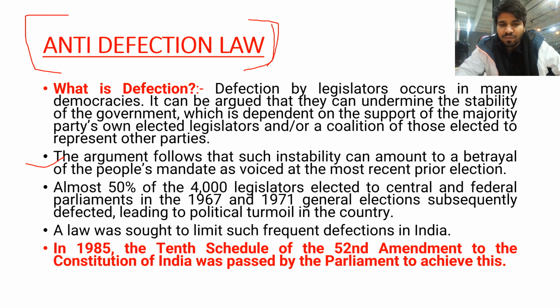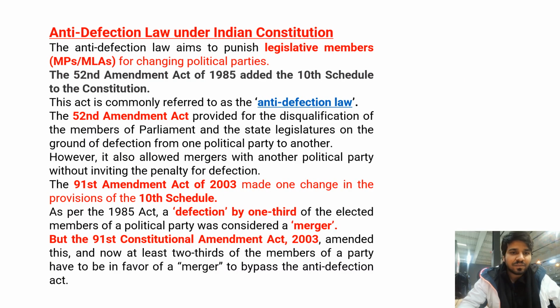Now this is giving data on why the anti-defection law was introduced in India, because almost 50% of the 4,000 legislators elected to central and federal parliaments in the 1967 and 71 general elections subsequently defected, leading to political turmoil in the country, right? This was the background in which the idea of the anti-defection law came into being and was formulated in 1985 with the 52nd Amendment Act, passed by the Parliament of India.